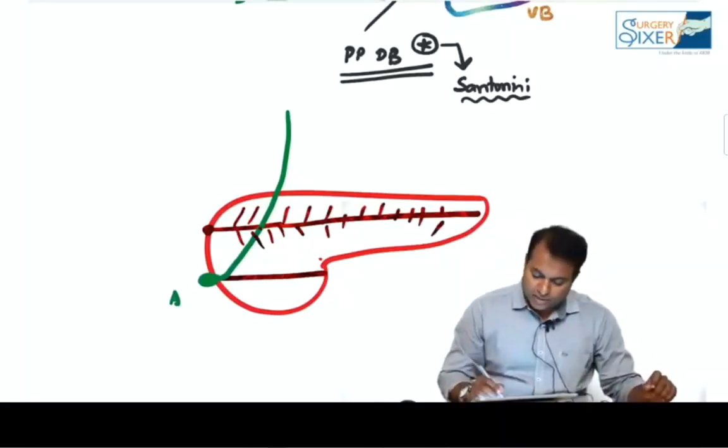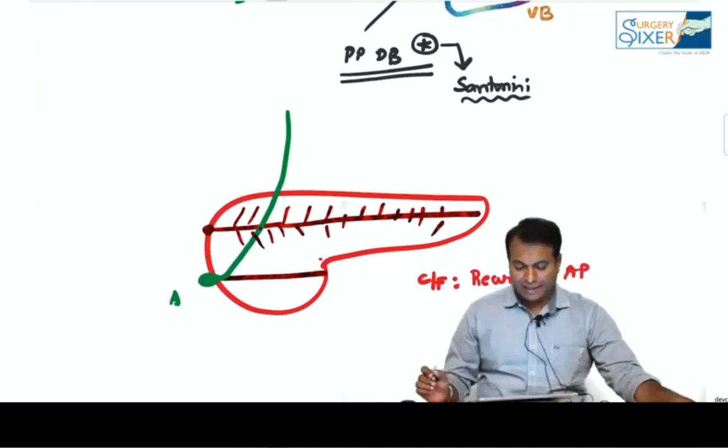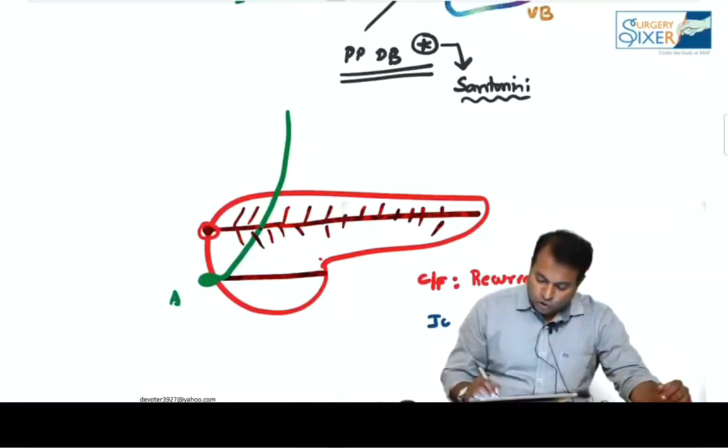So what will be the clinical feature of these cases? Pancreas divisum. The clinical feature is recurrent acute pancreatitis. Because the small duct is draining such a major part of pancreas, they get recurrent acute pancreatitis. And the investigation of choice is ERCP. We can also diagnose by MRCP, but the best answer is ERCP.